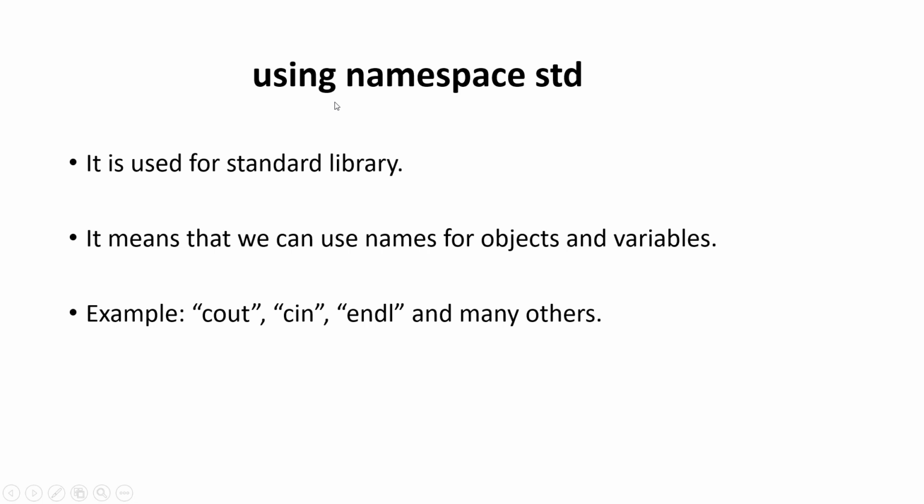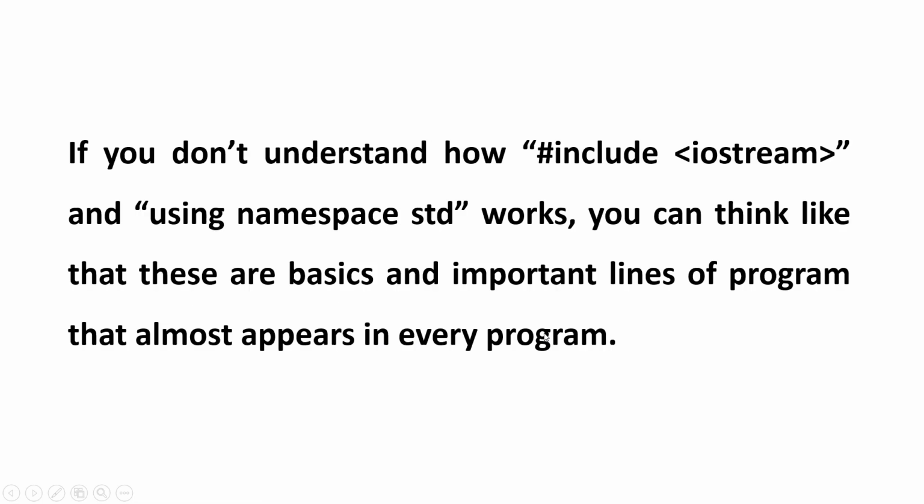using namespace std; this is the second line in our code. It is used for the standard library. We use namespace std for the standard library, by which we tell the compiler that we want to use some names from the standard library. It means that we can use names for objects and variables: cout, cin, endl. If we don't use this using namespace std, we will not be able to use cout, cin, endl or others.